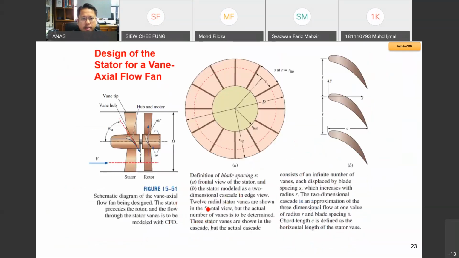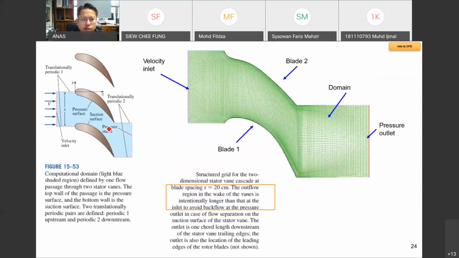All right. So we look at one example regarding the domain of, for example, the stator axial flow fan before. So how we can create the domain. This is what we looked at before. We have the inlet velocity on the left, and then we have the pressure outlet. Remember, we discussed the domain, how to set up the domain, how big your domain should be.